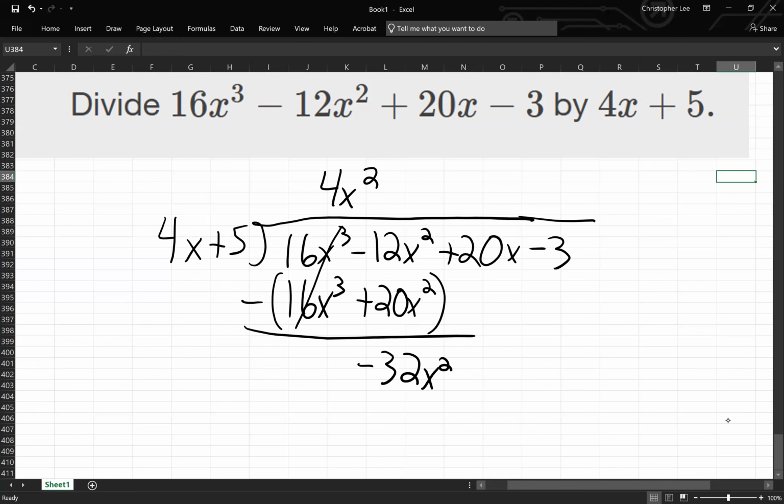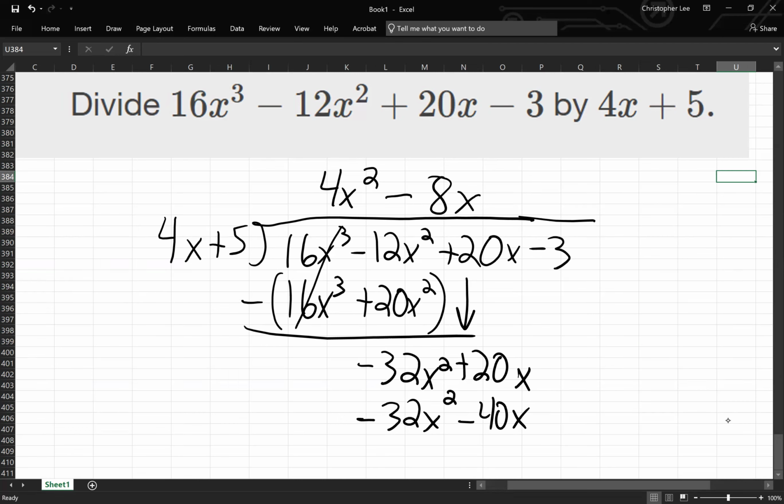Perfect. Now we want to bring down the next one. This is plus 20x. Now 4x goes into negative 32x squared how many times? Negative 8x. Now negative 8x times 4 is negative 32x squared. Negative 8x times 5 is negative 40x.